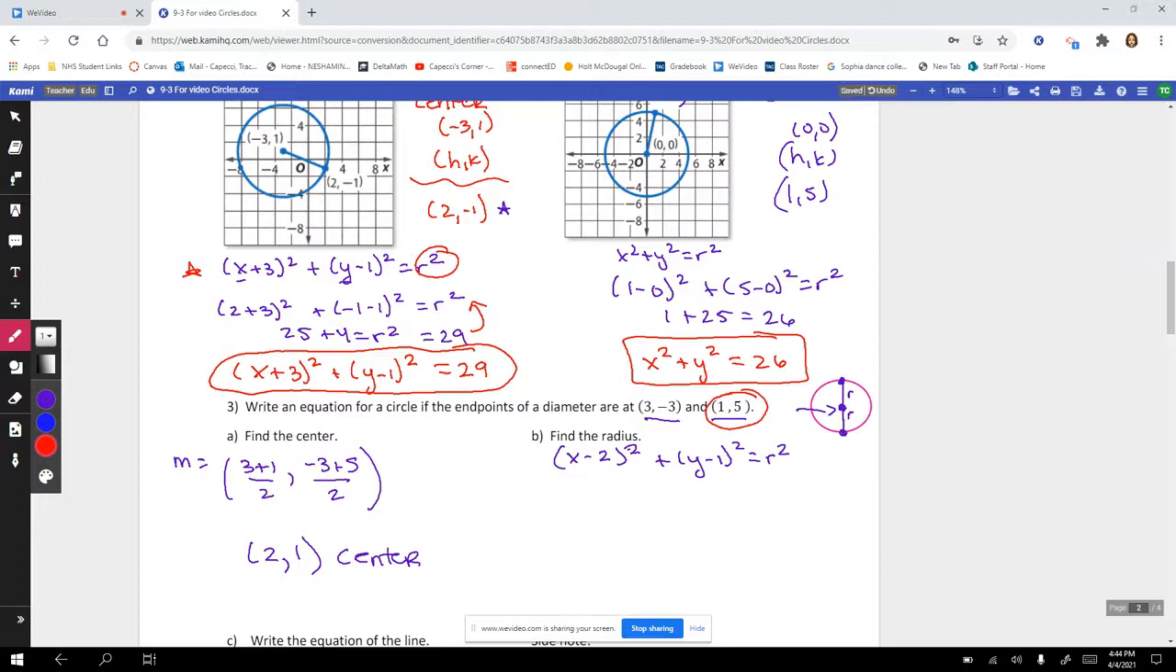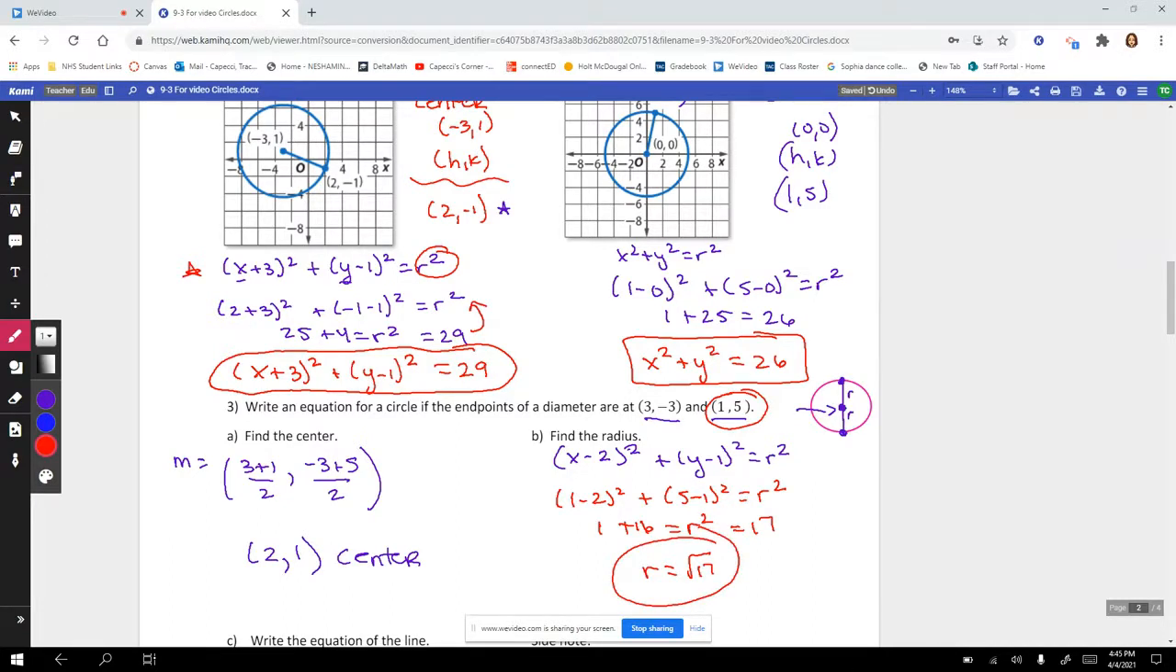So I have 1 minus 2 squared plus 5 minus 1 squared is equal to r squared. So this gives me negative 1 squared is 1. 5 minus 1 is 4. 4 squared is 16. And that is equal to r squared. So r squared is equal to 17. So the radius is equal to the square root of 17.